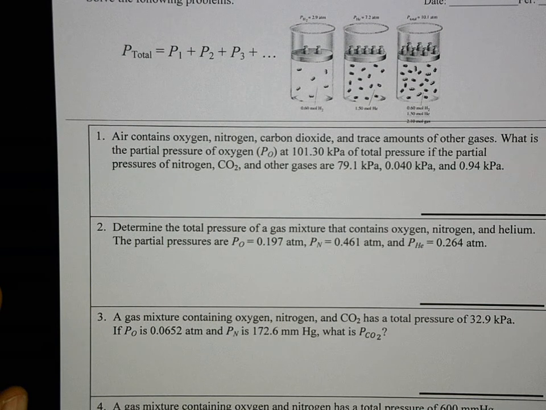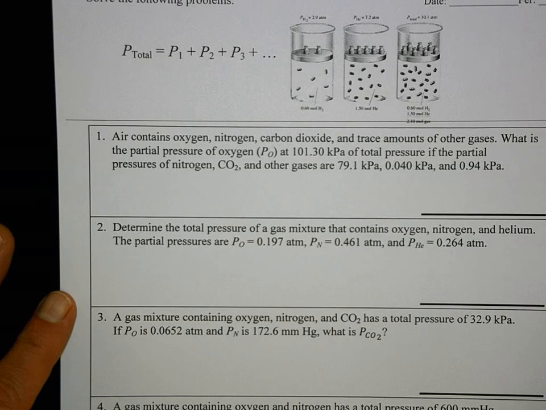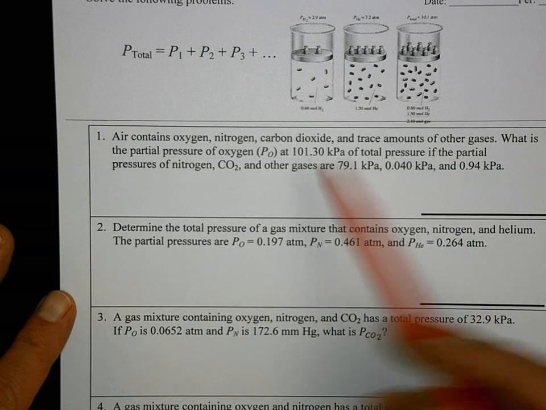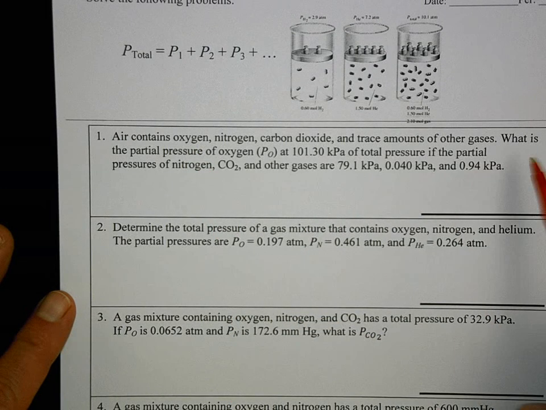We're going to cover Dalton's Law now. The law is really simple. Total pressure equals all the partial pressures added together. That's it. So, for example, in number 1, we have the air contains oxygen, nitrogen, carbon dioxide, and some other gases. What is the partial pressure of the oxygen?